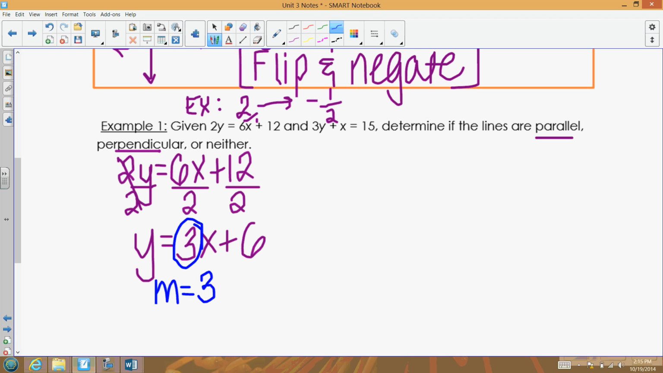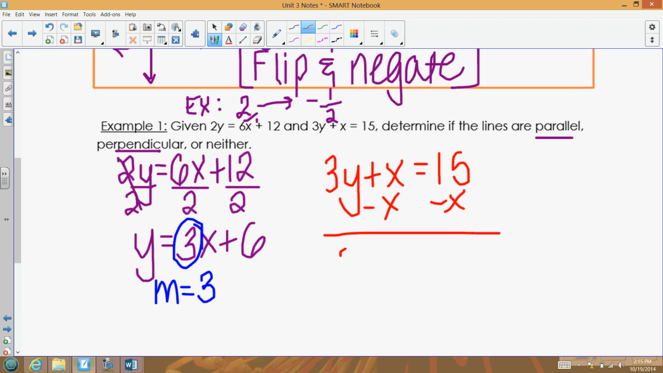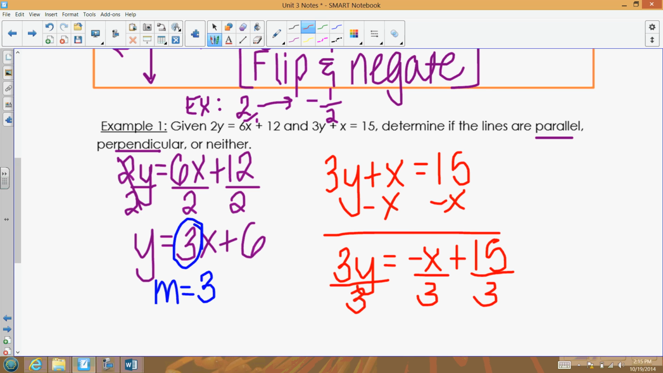And then I'm going to do the exact same process over here. I'm going to go to 3y plus x equals 15. I need to get this into y equals mx plus b form. So first thing is I'm going to subtract over the x. So I have 3y equals negative x plus 15. Again, make sure you keep the signs in front of the numbers or the variables. And it's always good to write it as mx plus b. That's just the slope-intercept form of a line. So I put the x first. And then I need to divide everything by 3 to get y by itself.